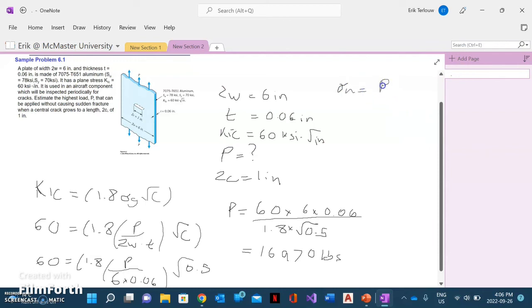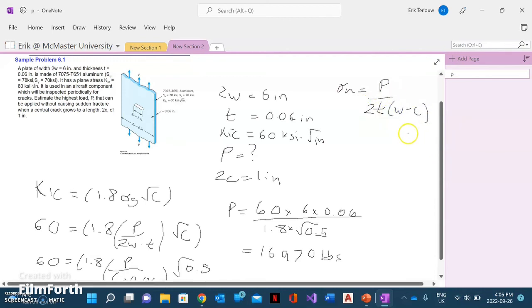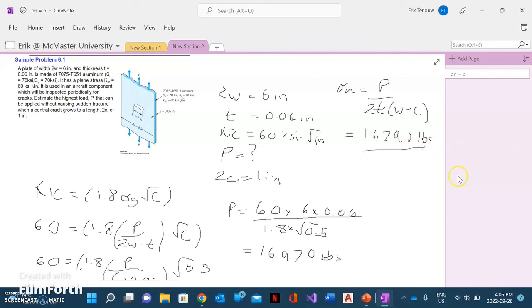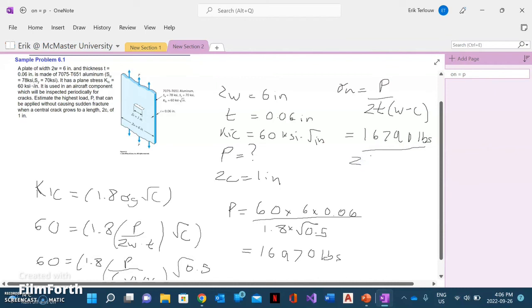Now, to figure out whether this will cause a crack, we use our formula sigma n is equal to P over 2T times W minus C. 16,790 pounds over 2 times 0.06 times 3 minus 0.5. You should get 56.6 KSI, which is greater than SY.